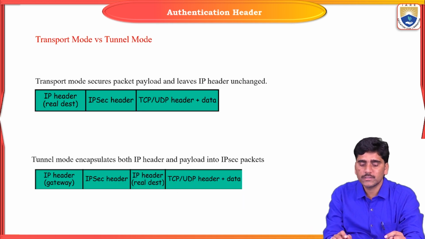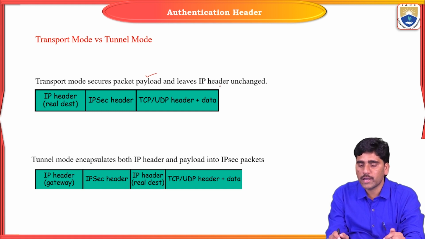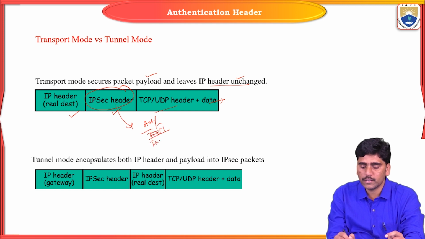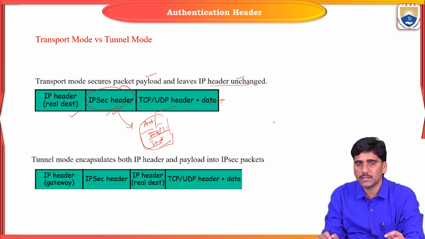So here we can see the differences, transport mode versus tunnel mode. Transport mode secures a packet payload and leaves the IP header unchanged. That means it contains the IP header, the IP secure header, and the TCP or UDP header plus data. Here the IP secure header indicates that it is either an authentication header, an ESP header, or IKE. Any of these three we can place as an IP secure header.